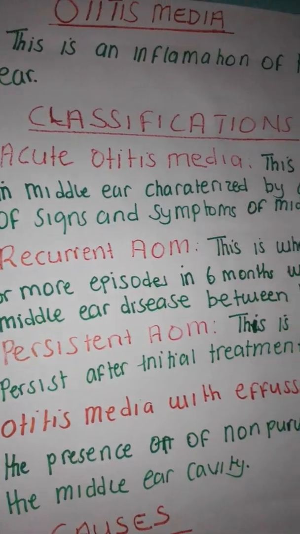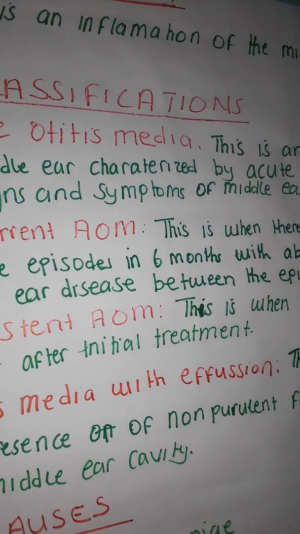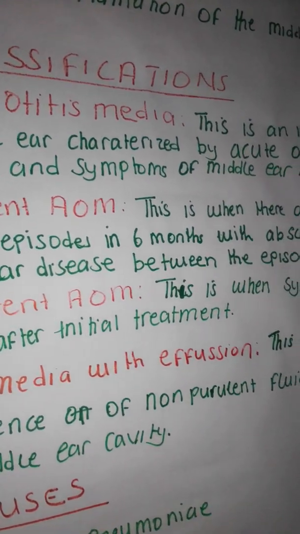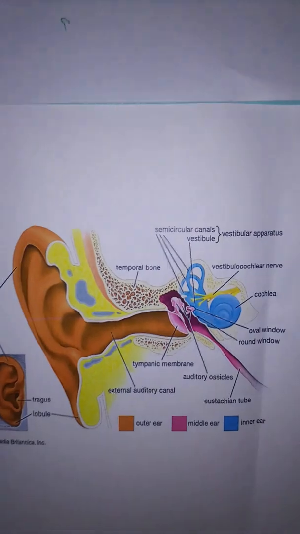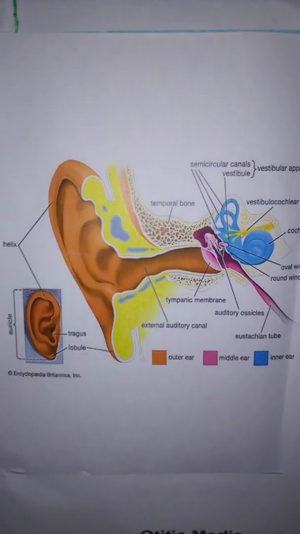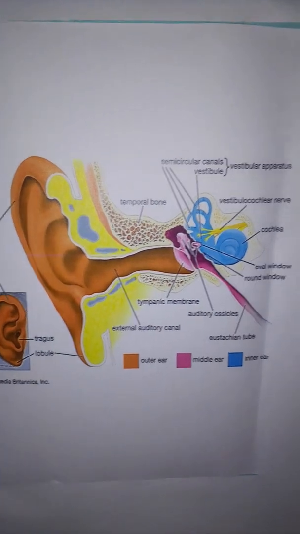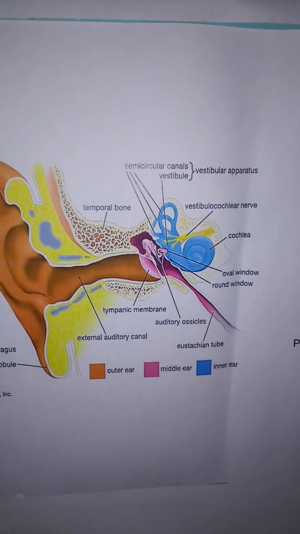So, we are saying otitis media is an inflammation of the middle ear. Before we go on, let's take a quick review of the structure of an ear. Here is the structure of an ear, showing the external ear, the middle ear, and the internal ear.